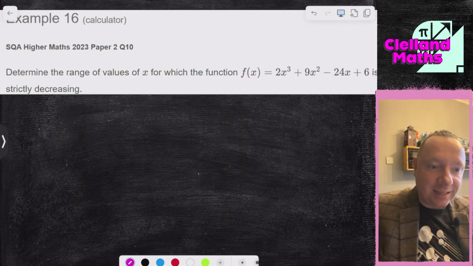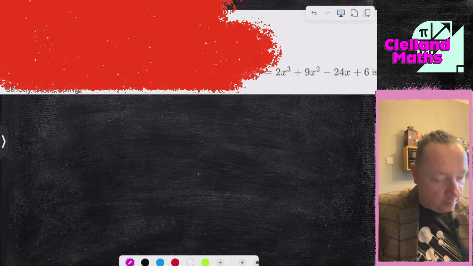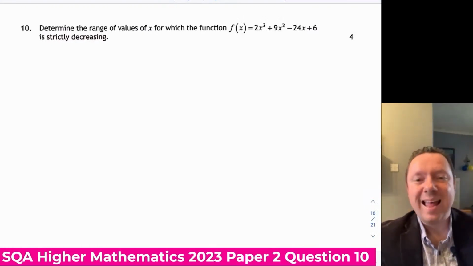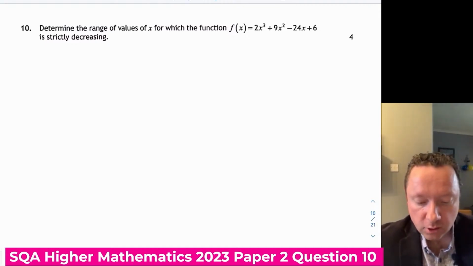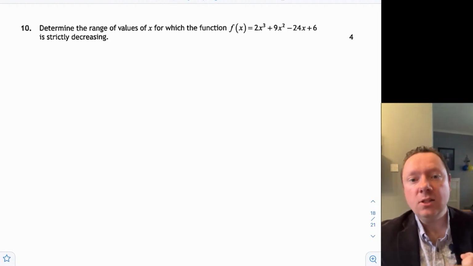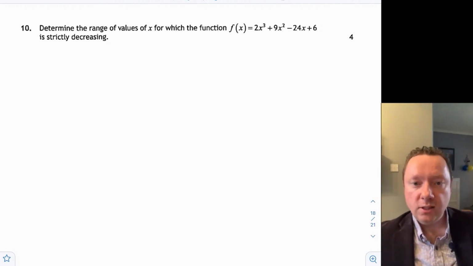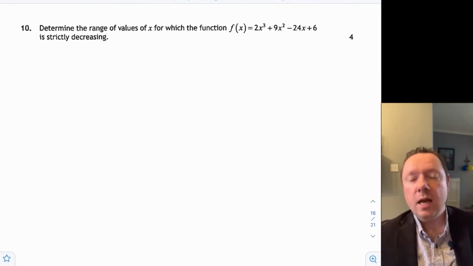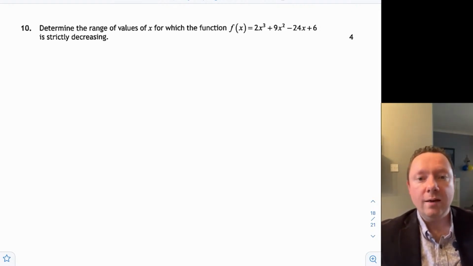Okay, let's go into the answer for this one. So we're looking for the 2023 Paper Decreasing Functions, SQA Higher Maths 2023 Paper 2 Question 10. Determine the range of values for which the function f of x equals 2x cubed plus 9x squared minus 24x plus 6 is strictly decreasing. There's actually two ways to do this. Both involve stationary points. If you get the stationary points, you can then examine the graph to see where the derivative is negative, or you can just examine the nature of the stationary points.